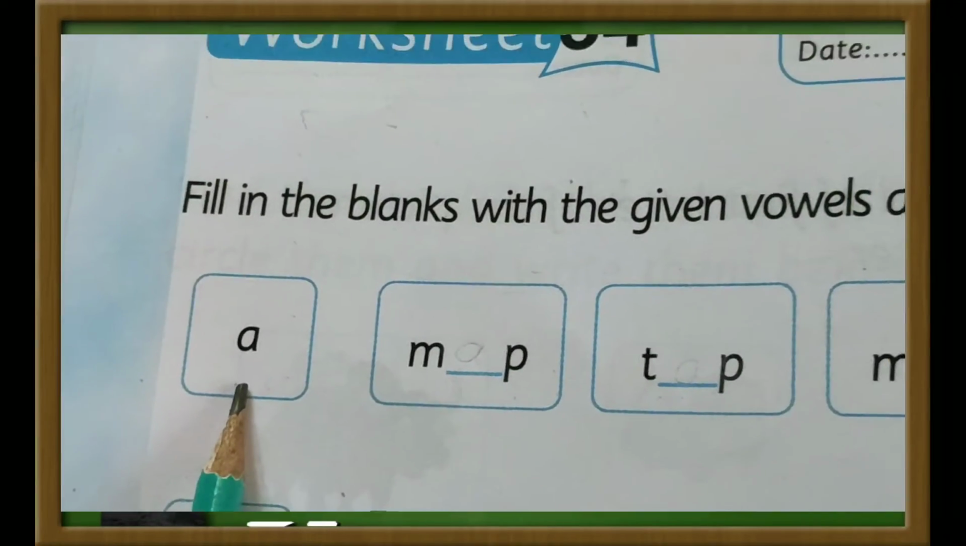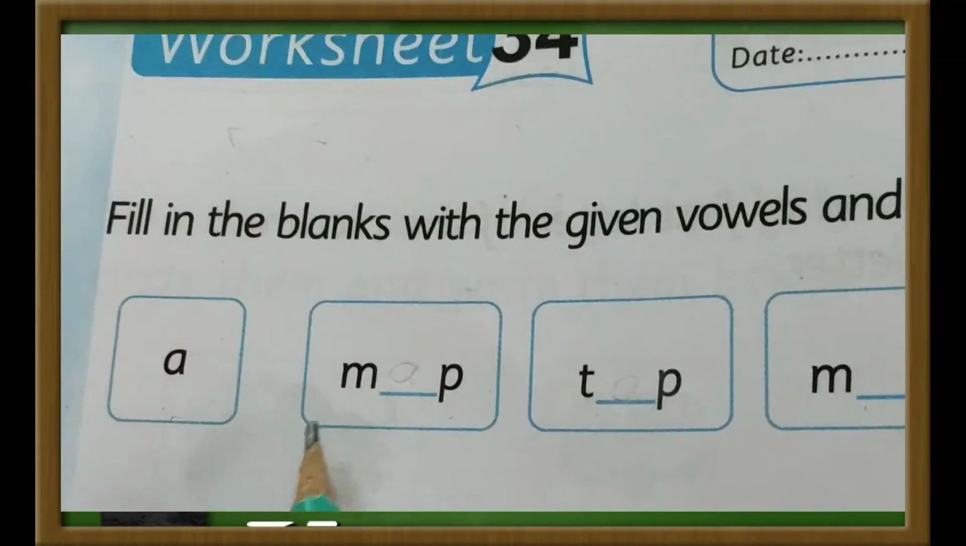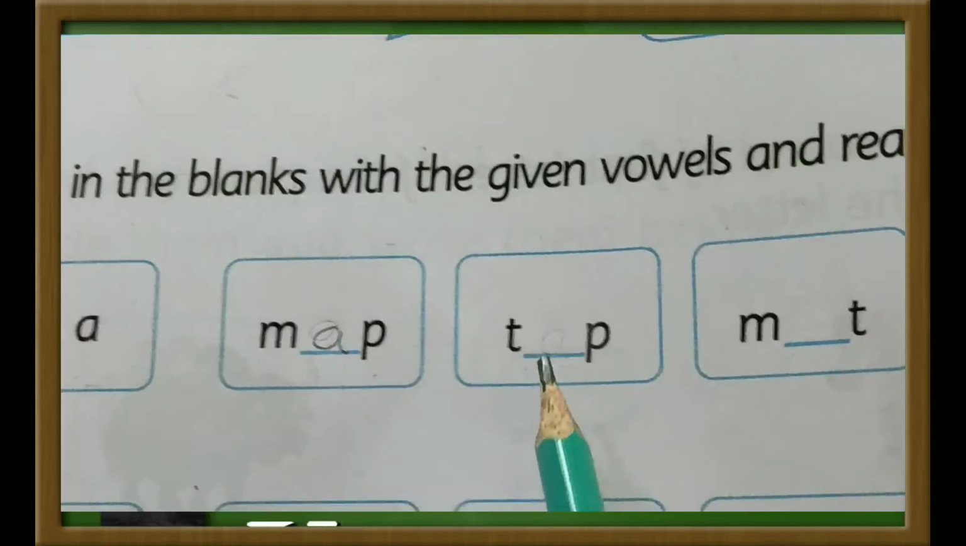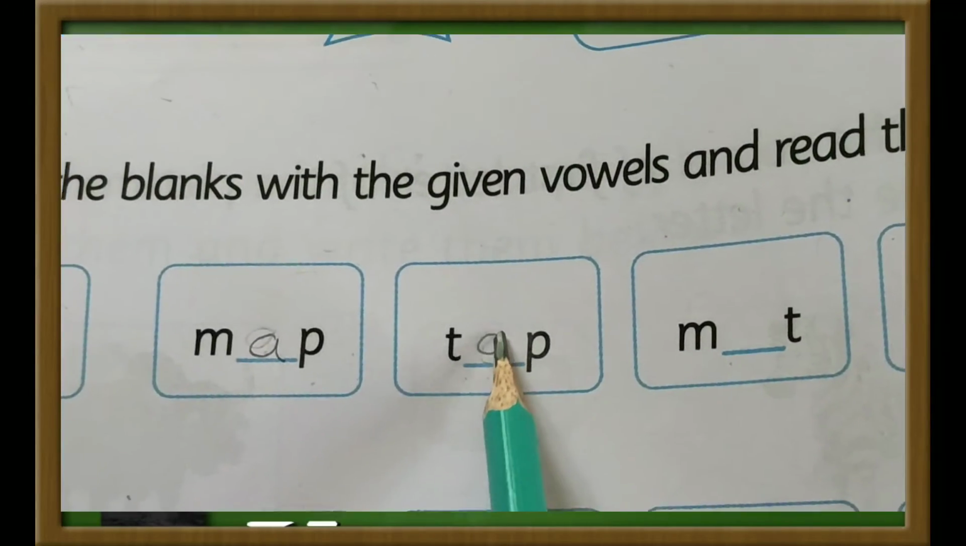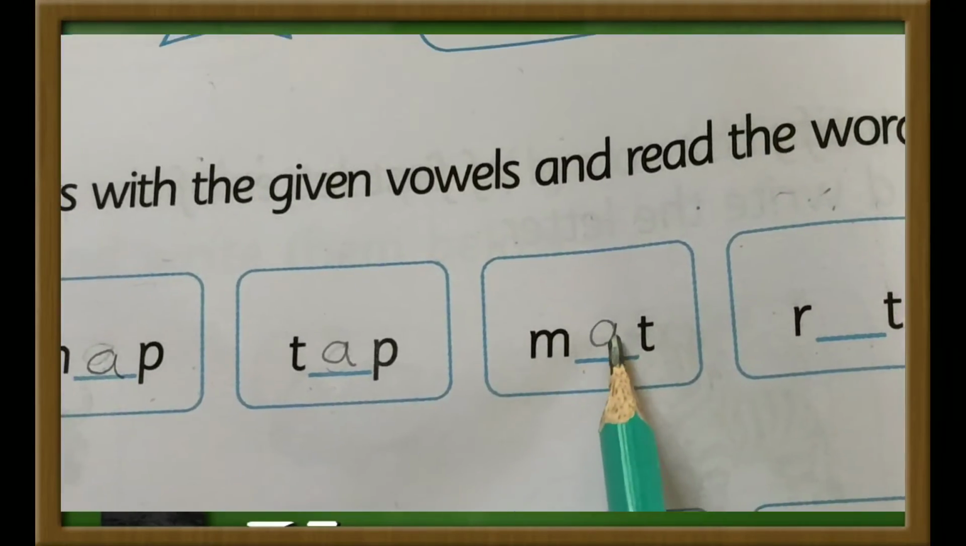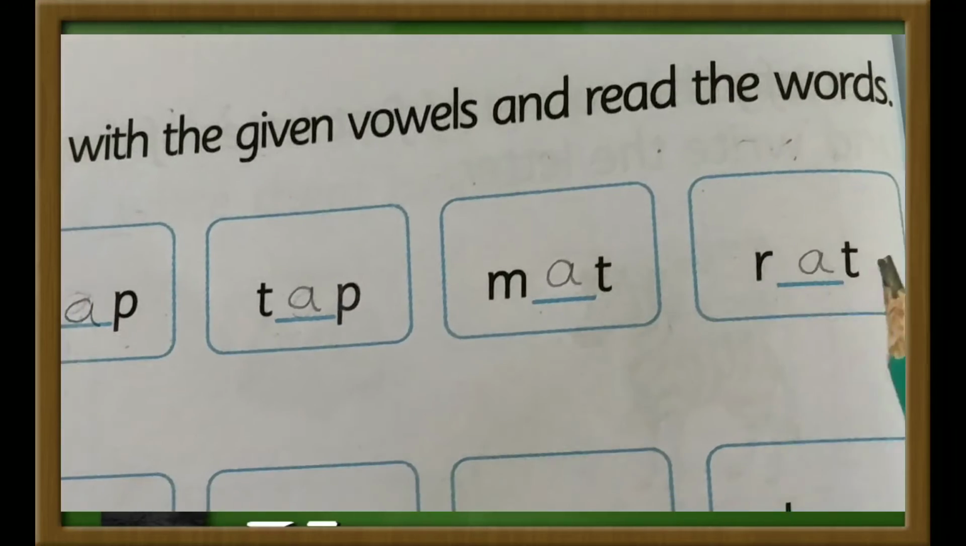A. M dash P. M, A, P, map. T, A, P, tap. M, A, T, mat. R, A, T, rat.